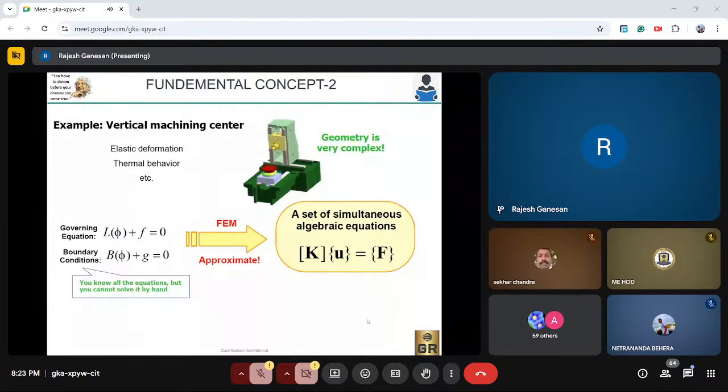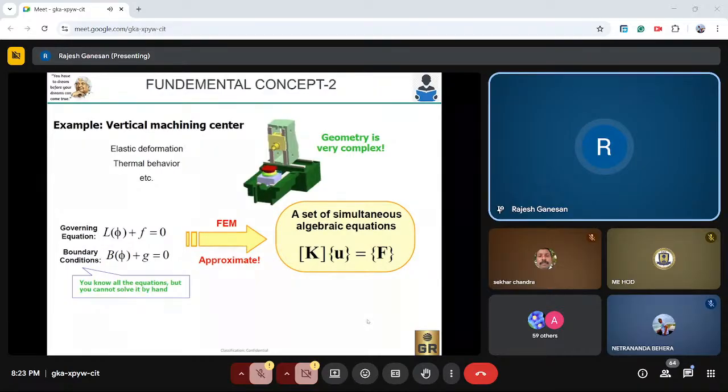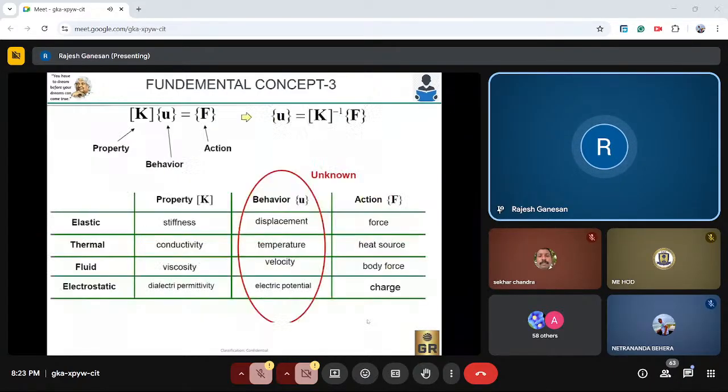So as an example, here you can see the concept: that is a vertical machining center. This machine is usually seen in college itself, in the laboratory. So how we are going to approach this with respect to FEA is what the details given here show. With respect to elastic, thermal, fluid, and electrostatic, we give all the properties, behaviors, and forces.